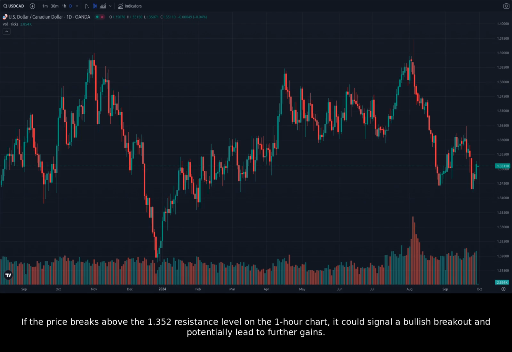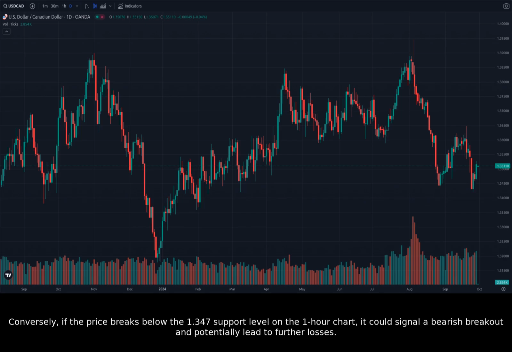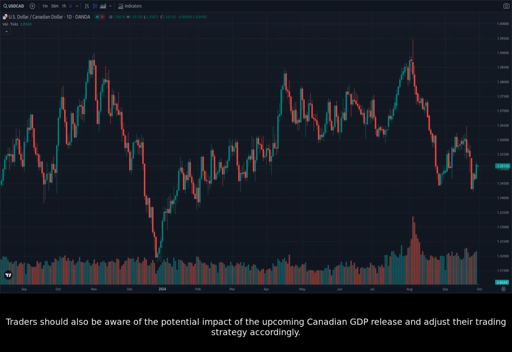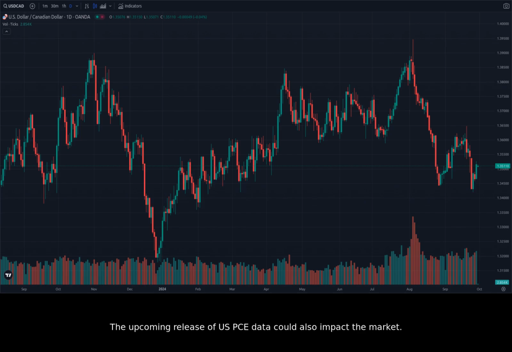If the price breaks above the 1.352 resistance level on the 1-hour chart, it could signal a bullish breakout and potentially lead to further gains. Conversely, if the price breaks below the 1.347 support level on the 1-hour chart, it could signal a bearish breakout and potentially lead to further losses. Traders should also be aware of the potential impact of the upcoming Canadian GDP release and adjust their trading strategy accordingly. The upcoming release of US PCE data could also impact the market.